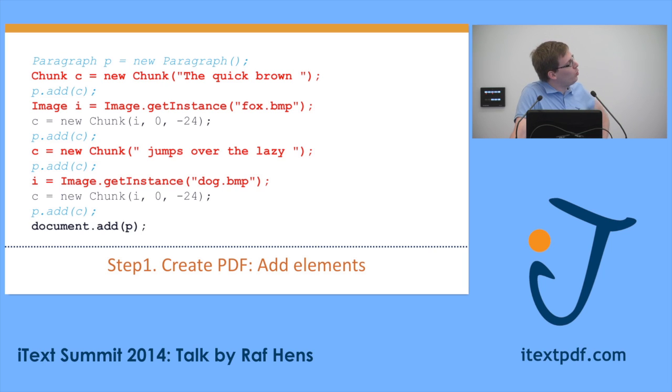So in blue, italic, you see a paragraph. We're creating a paragraph and adding content to it. Natural content is partly text, partly images. So we have a chunk of text which more or less maps to spans. We have the quick brown, then we have an image of a fox, jumps over the lazy, and then an image of a dog. We add all this content, so this paragraph is added to the document.